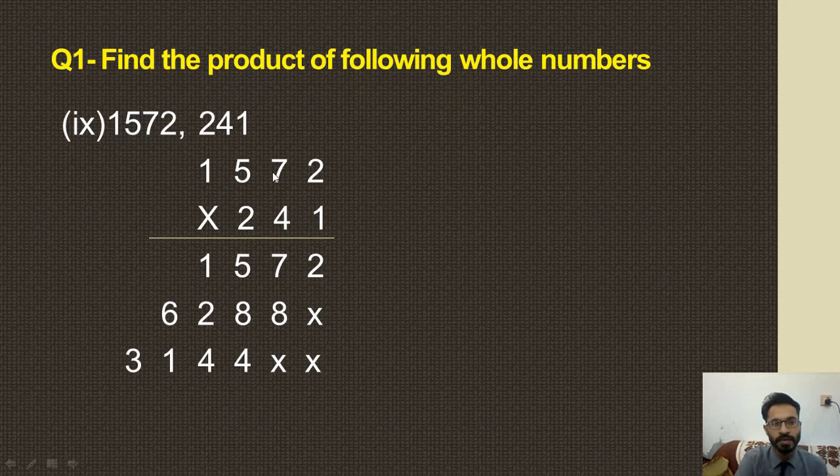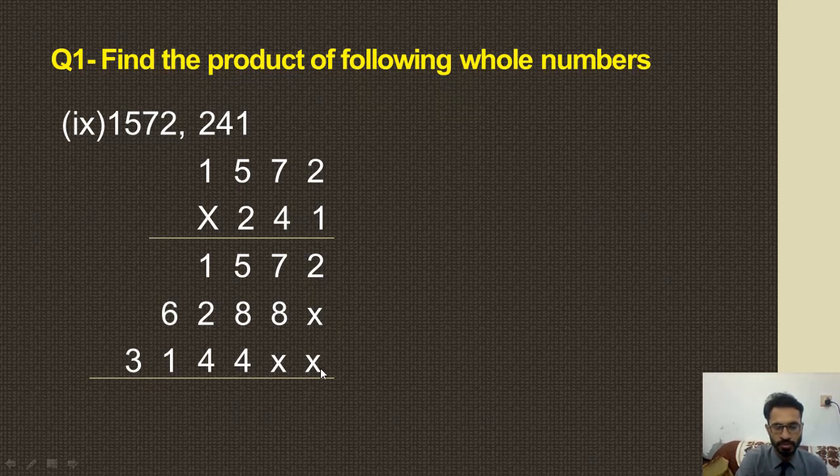After that, 2 7s are 14. From 14, 4 from the unit place will be written under 1 and 2, and 1 will be carried to the next number. 2 5s are 10 plus 1 carry will become 11. From 11, 1 from the unit place will be written under 6 and 1 from the 10s place will be carried to the next number. 2 1s are 2 plus 1 carry will become 3. Now we will add them.